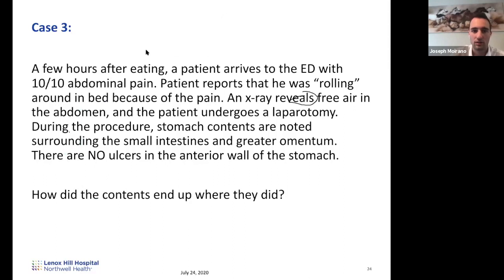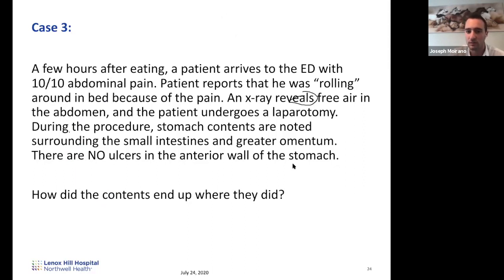Okay, so this case here is going to be after a few hours after eating, a patient arrives to the ED with 10 out of 10 abdominal pain. And the patient reports that he was rolling around in bed because of the pain. An X-ray reveals some free air in the abdomen, and the patient undergoes a laparotomy, which is pretty much just an exploratory surgery within the abdomen to see what's going on.